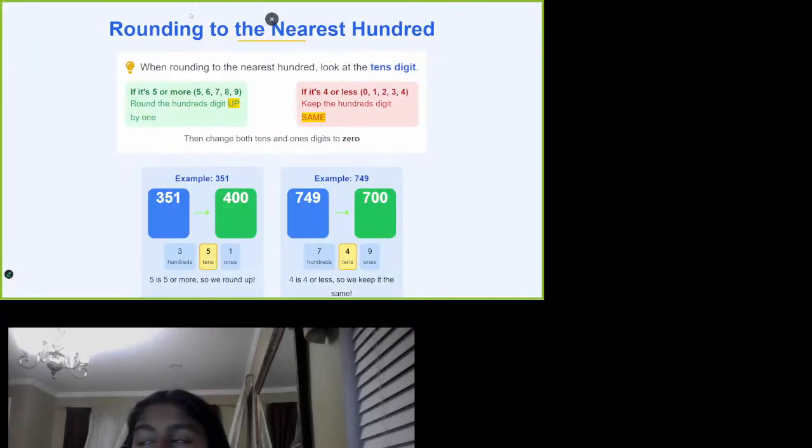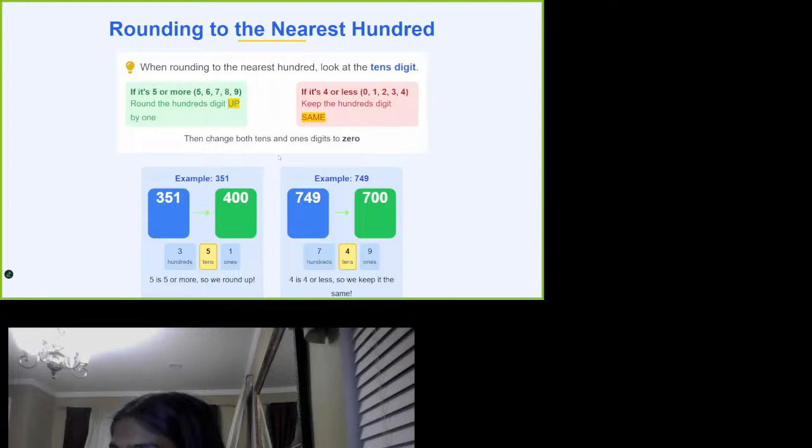Okay, now we will start rounding to the nearest 100. So when rounding to the nearest 100, you want to look at the tens digit. So if the tens digit is 5 or higher, then you have to round up by 100. Or if it's less than 4, then you have to round to the same hundreds digit that you have in the number.